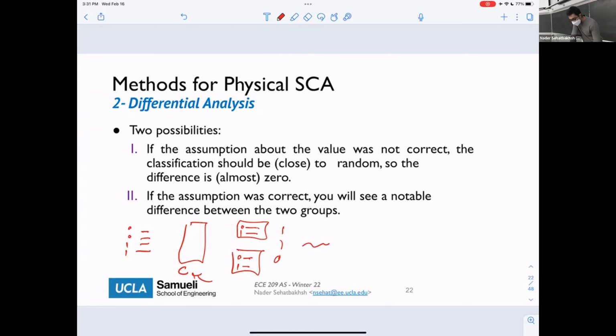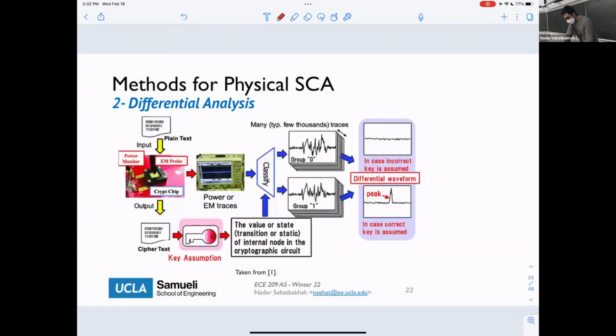On the other hand, if you make this classification based on some correct assumption, all of a sudden you will see that we correctly classify zeros in one group and ones in the other group, and then we see a huge difference between these two groups. And that's where the idea of differential analysis comes into play.